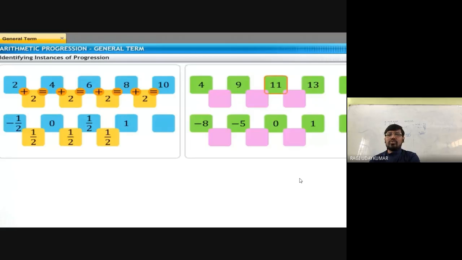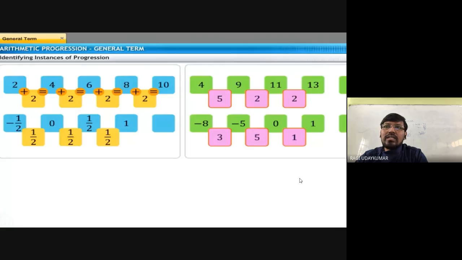And coming to the next situation, 4, 9, 11, 13 is given to you. Secondly, the next situation: minus 8, minus 5, 0, 1. Here these are not having the same difference. The differences are 3, 5, 1, 2. So what is the next term? We cannot say that. This is just a sequence. It's not a progression, and it's not an arithmetic progression.